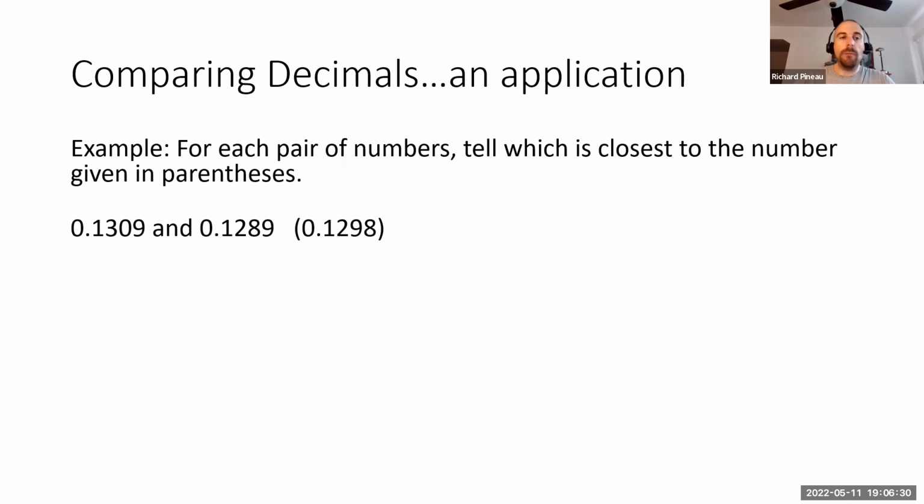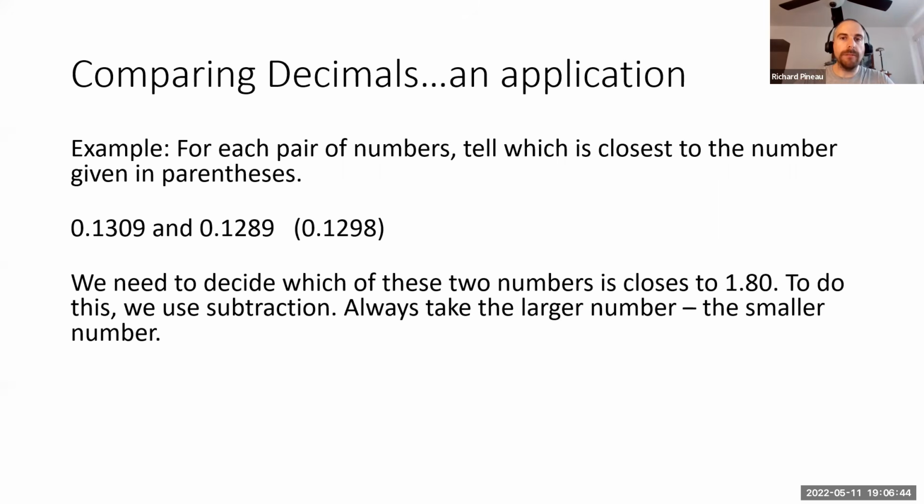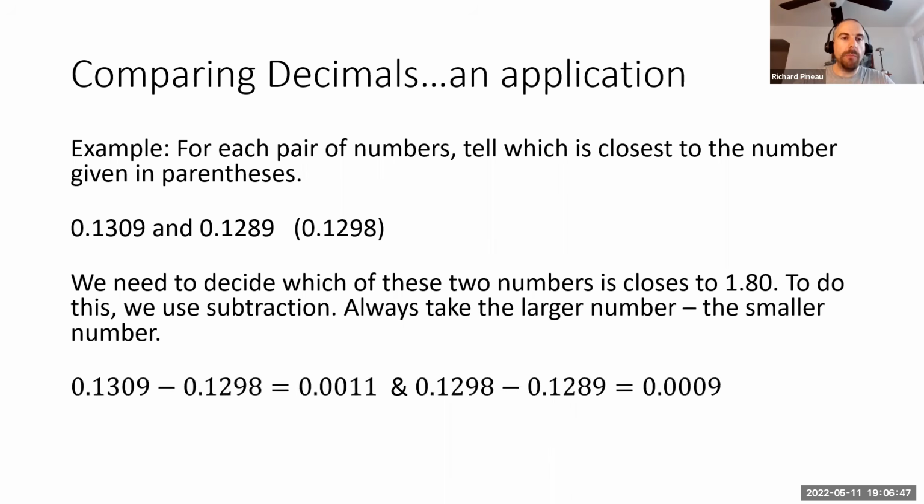Let's suppose we have 0.1309 and 0.1289, and we are trying to figure out which is closest to 0.1298. We make the comparison. We take the first number, 0.1309, and subtract the number in question that I'm trying to figure out how close we are to, and we get 0.0011. Then we do the same thing with 0.1289. It's always the larger number minus the smaller number. So we have 0.0009 as that difference.